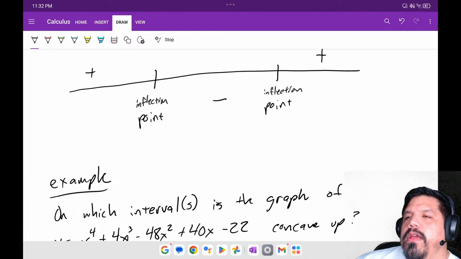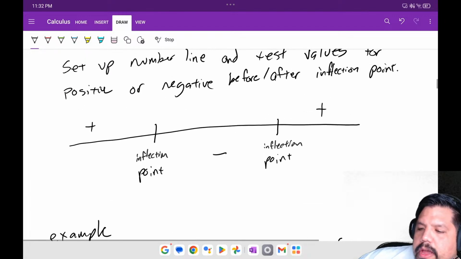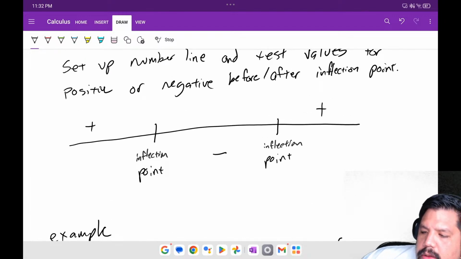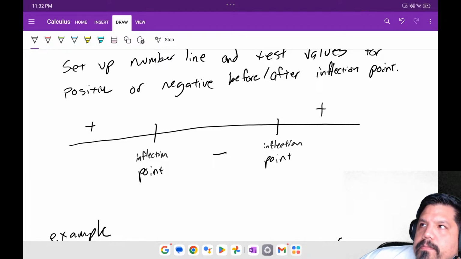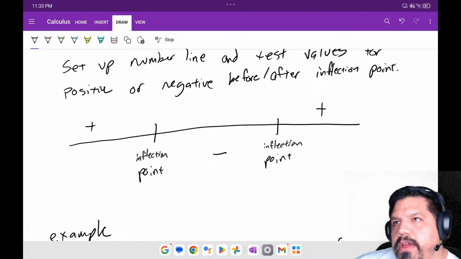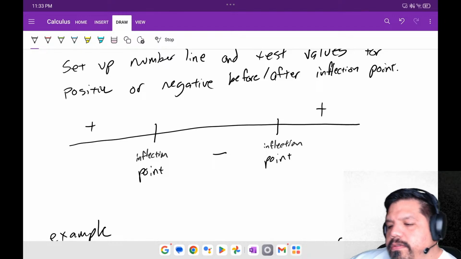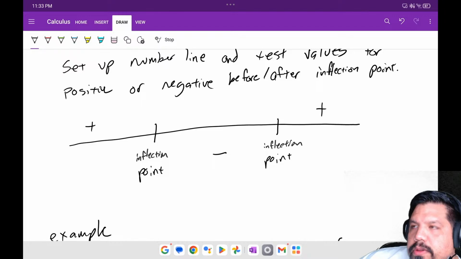One cool thing to note is you'll see that it's positive on one side and negative on the other, before and after an inflection point. And what that means is that you're always going to have a change in concavity, right? So on the left it's concave up, in the middle it's concave down, and on the right it's concave up.